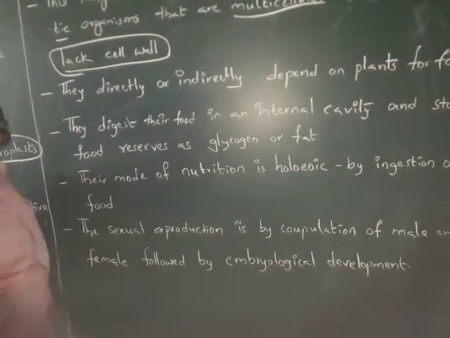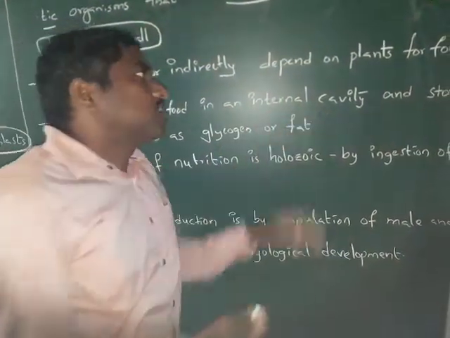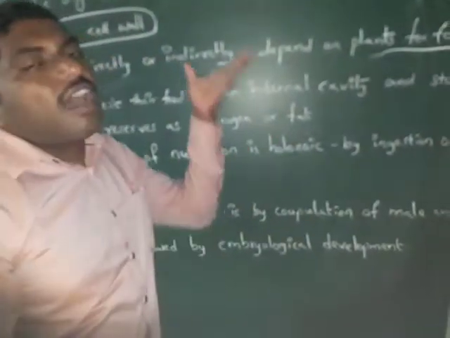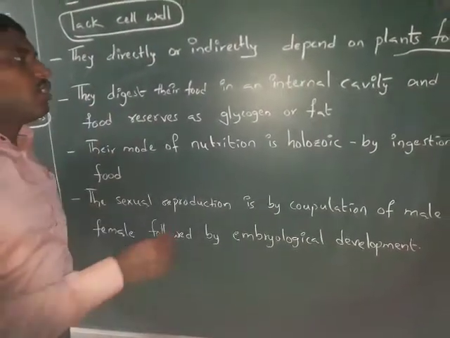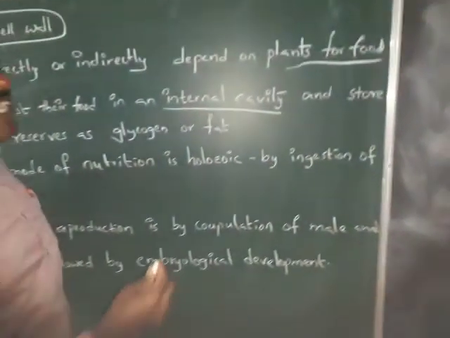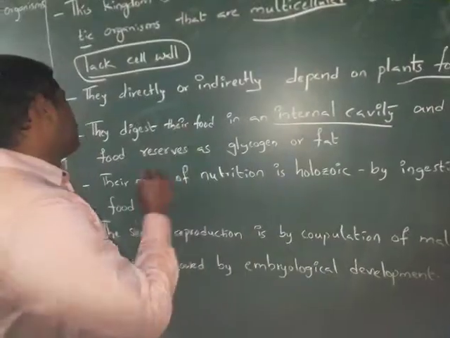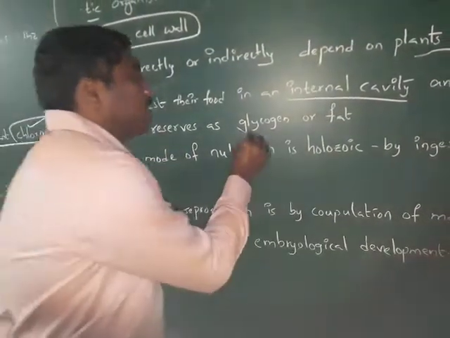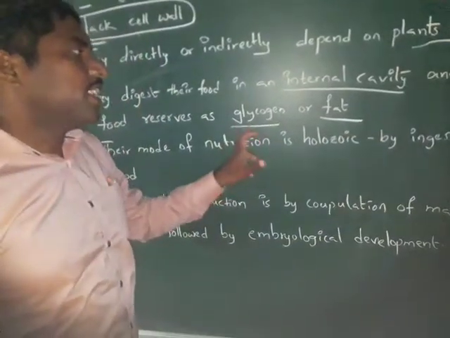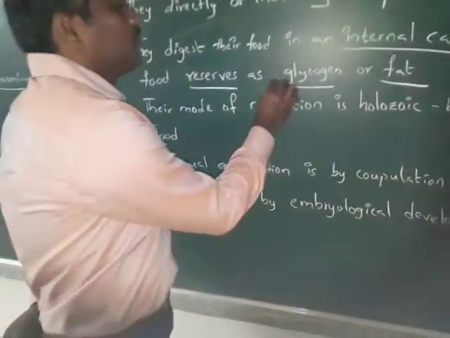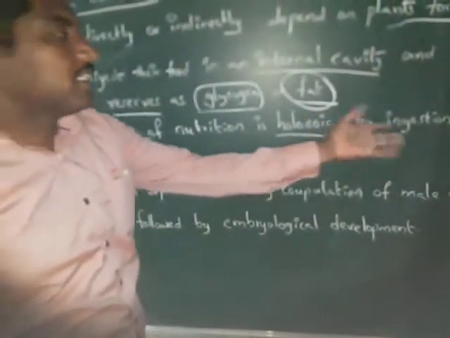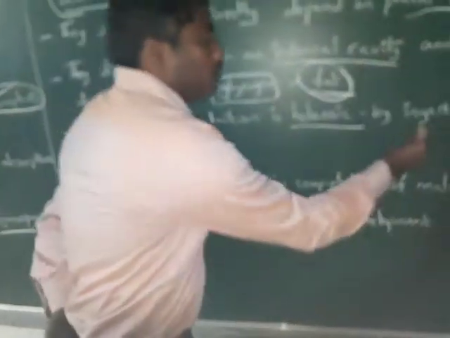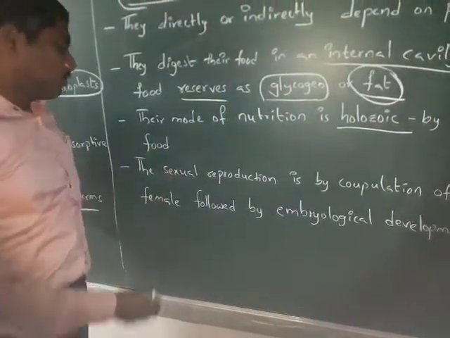They directly or indirectly depend on plants for food, because they are heterotrophic organisms and always depend on other organisms. They digest their food in an internal cavity, like a digestive system, and store food reserves as glycogen and fat. Their mode of nutrition is holozoic, which means ingestion of food.